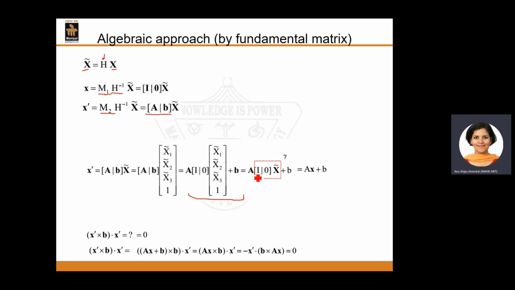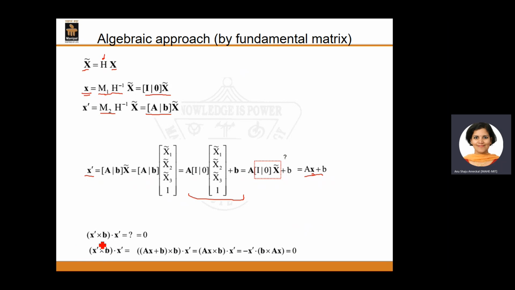Now I know I have this I0 x tilde, okay? So this I0 x tilde is nothing but my image point that I have, right? That means I can rewrite this as ax plus b, because this I0 x tilde we have already seen, this is my image point x, so I can replace that as ax plus b. So finally I can write x dash is equal to ax plus b, right?